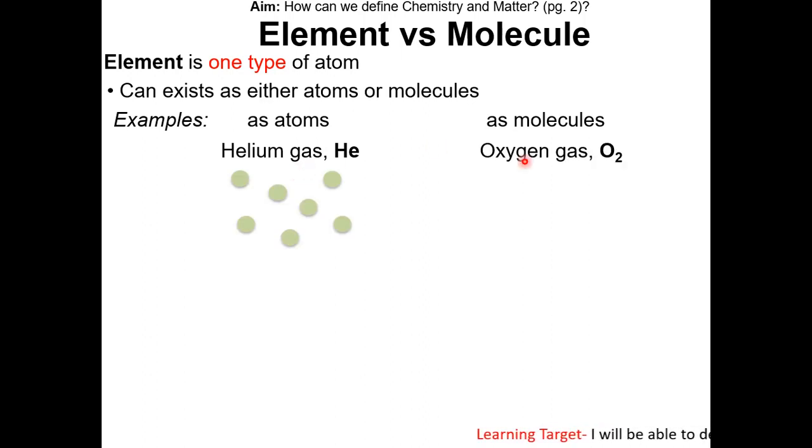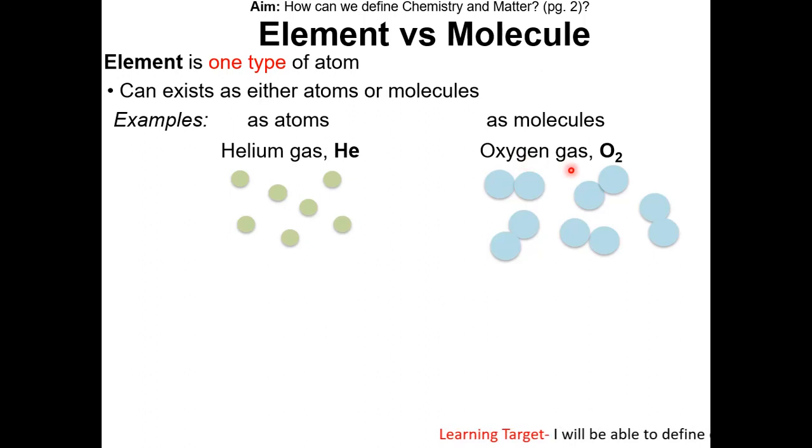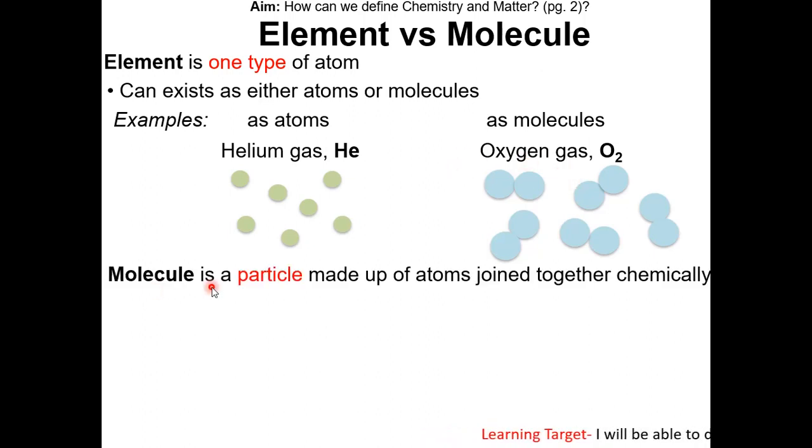Oxygen is an example of an element that exists as molecules in nature. A molecule is a particle made of atoms joined together chemically. If we look at oxygen gas, each molecule has 2 oxygen atoms bonded together.